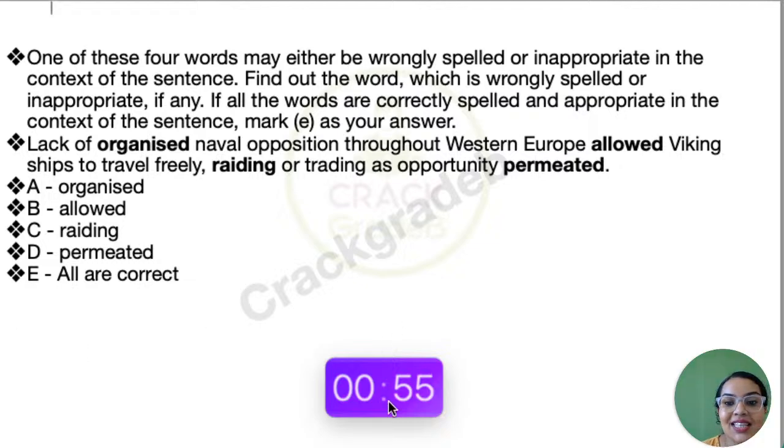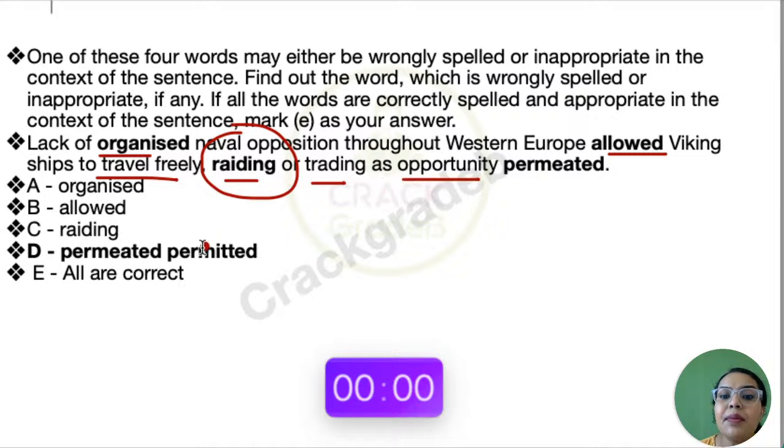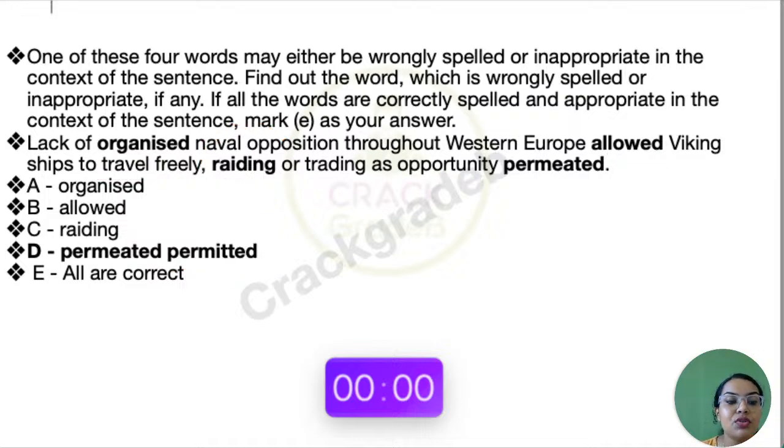Answer here is permitted, not permeated. Okay, there is a difference. Lack of organized naval opposition. Organized, it's all okay. It is about opposition. They are organized, set in a manner. This is acting as adjective. Throughout Western Europe, allowed Viking ships to travel freely, raiding or trading. Now, this raiding is attack. It can also mean robbing. Okay, so this is all good. As opportunity permitted means whenever opportunity came. So that was the word which we were supposed to use here.